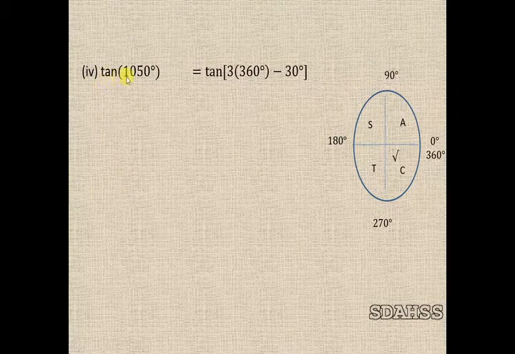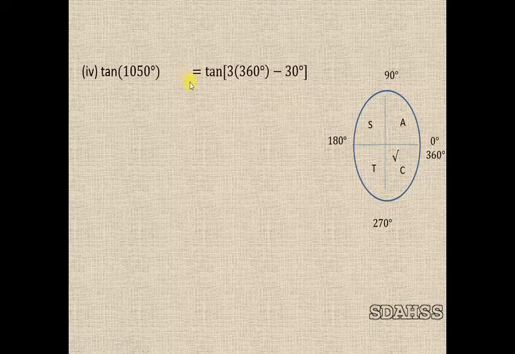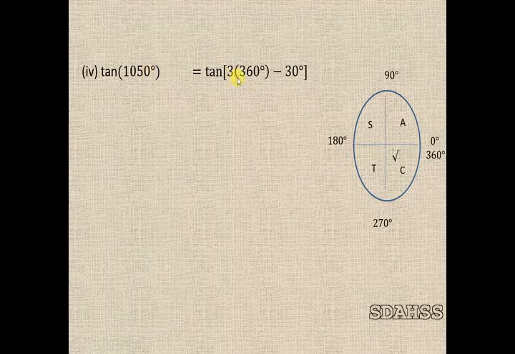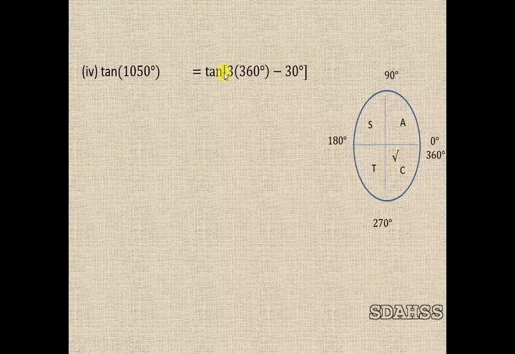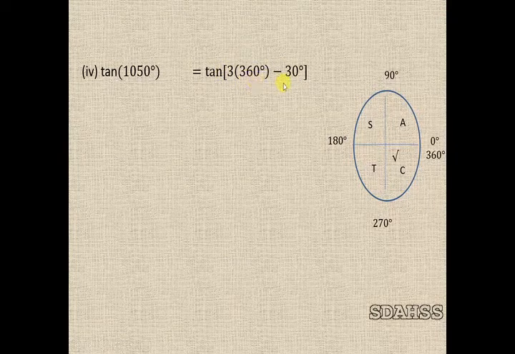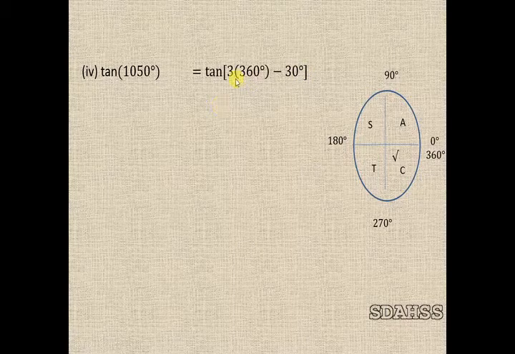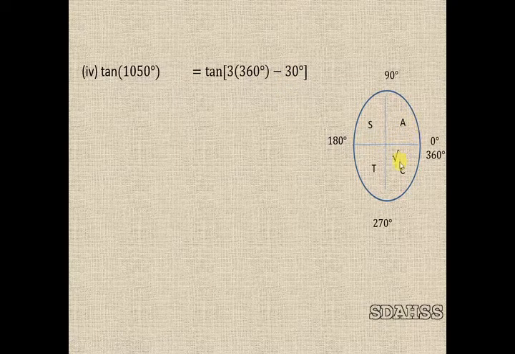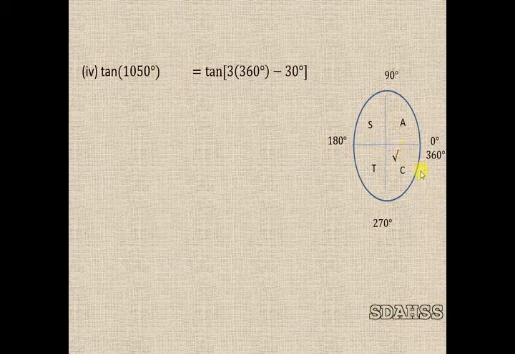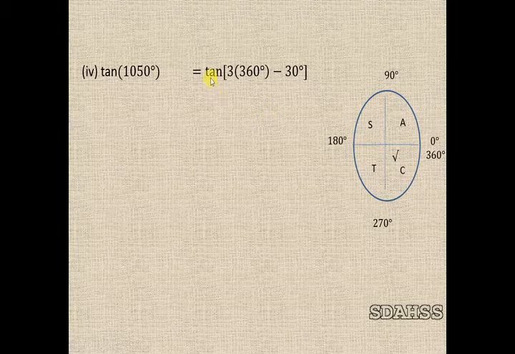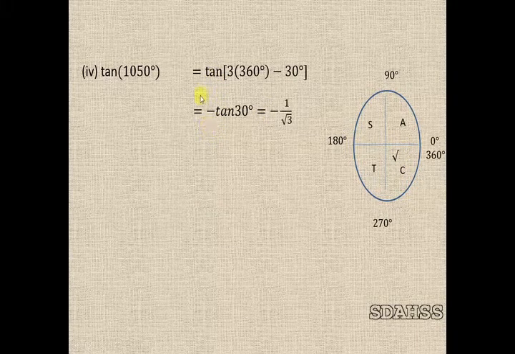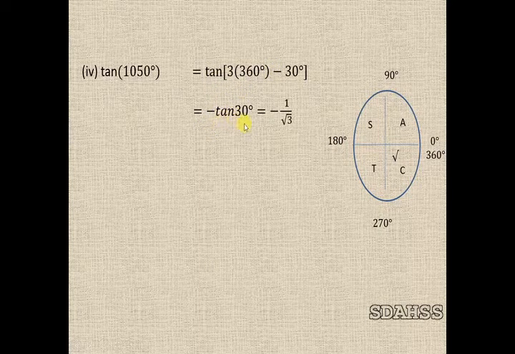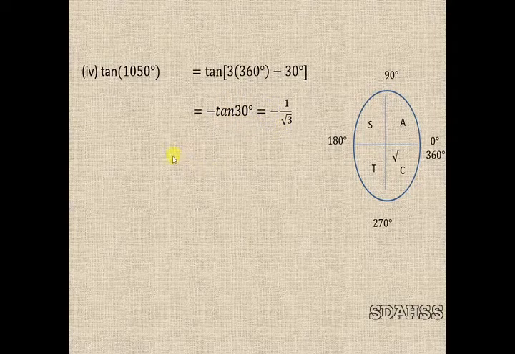Subdivision 4, tan 1050. In 1050 there are 3 360s. So 1050 can be written as 3 into 360 minus 30. 3 into 360, 1080. So 1080 minus 30, 1050. We consider this as 360 minus theta. 360 minus theta means it lies in the fourth quadrant. In the fourth quadrant, cos only is positive. So this must be negative. So minus tan theta. Tan 360 minus theta means minus tan theta. So minus tan 30. The value of tan 30 is 1 by root 3. Minus 1 by root 3.